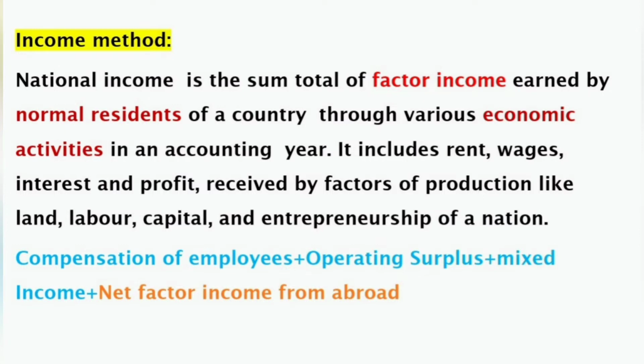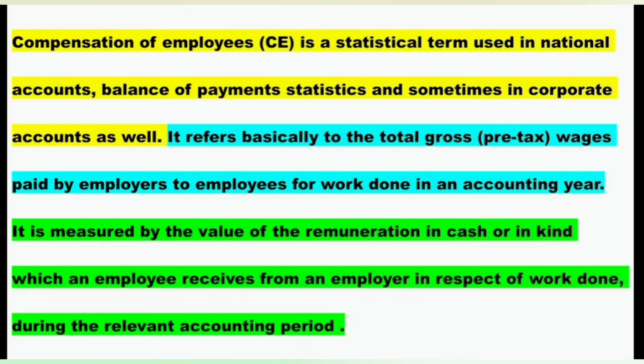When we add net factor income from abroad to this domestic income, that is total factor income generated within a country, we get national income. So, we should know what is the meaning of the terms compensation of employees, operating surplus, and mixed income.